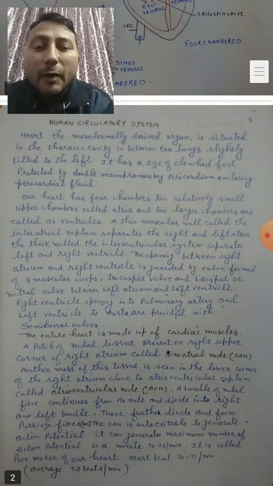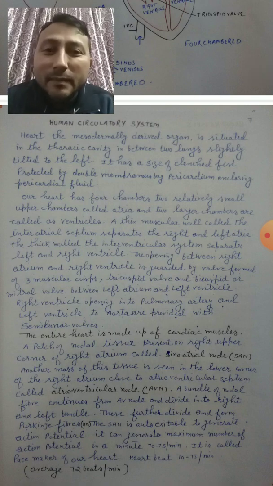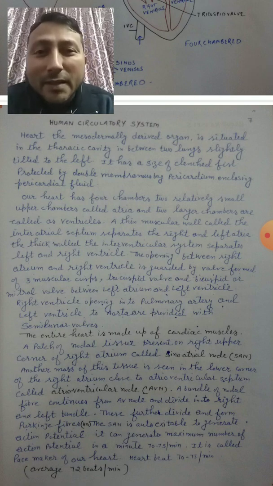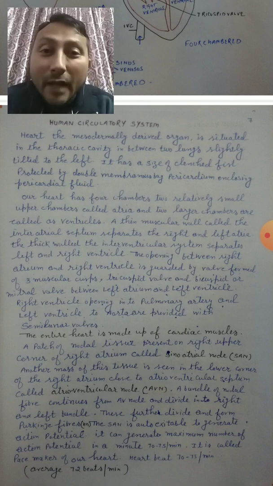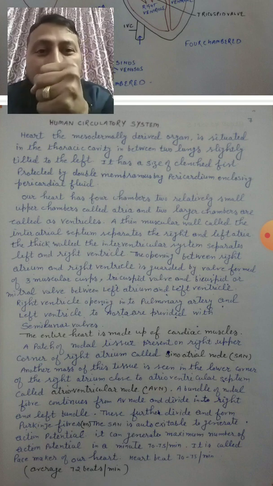So now we will talk about the human circulatory system. When we are talking about the human circulatory system, the heart is the main pumping organ, which is a mesodermally derived organ and situated in the thoracic cavity in between the two lungs, slightly tilted to the left side. It has the size of a clenched fist.